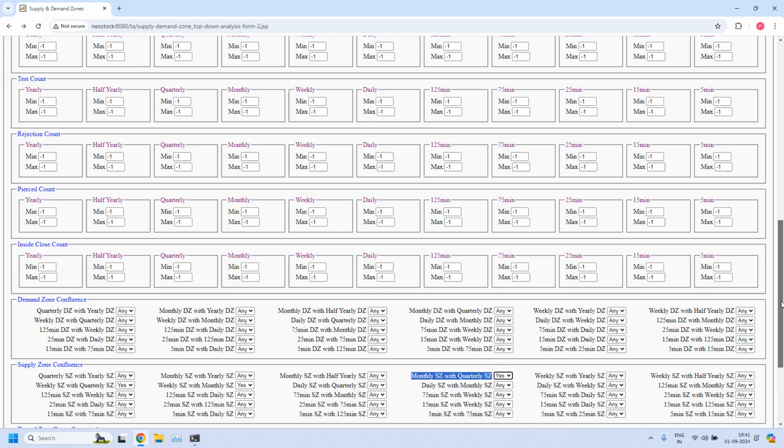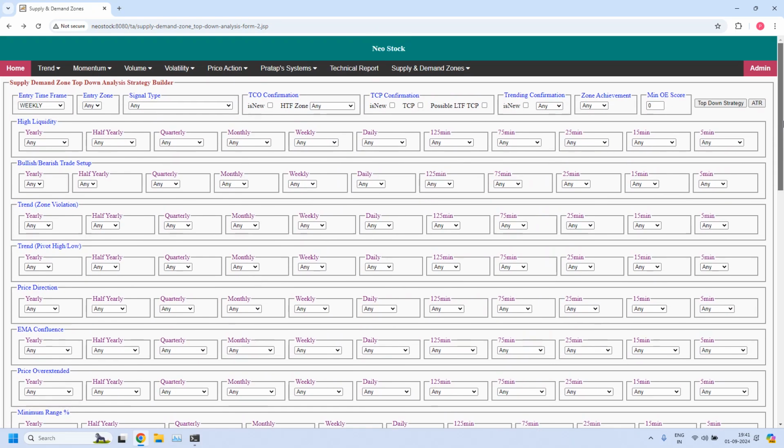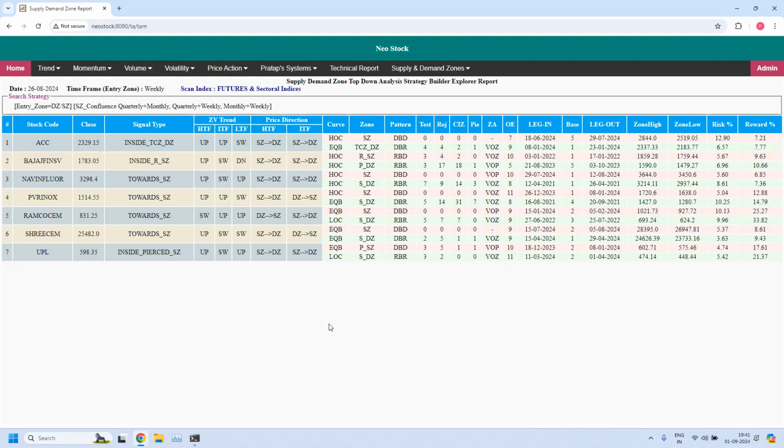Weekly is inside monthly, and monthly and weekly are again inside quarterly. Overlapped. So 7 stocks. These 7 supply zones are overlapped with quarterly and monthly. Weekly zones are overlapped. You can plan these stocks.